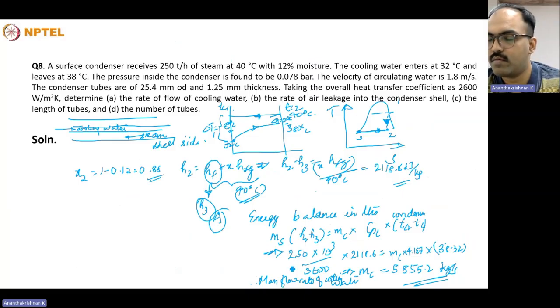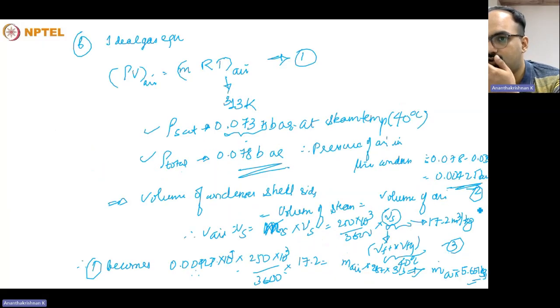It was a slightly tricky problem because we have to determine the rate of flow of cooling water, the rate of air leakage into the condenser shell, and the length and number of tubes. It was part B of the problem that was slightly tricky, where we have to find the air leakage into the condenser shell. This is slightly a different variant from the question that we have seen initially. Here we have to determine the air leakage into the condenser shell. So we have actually used the ideal gas properties of the air. In order to find the mass flow rate of the air, we need to know the pressure. The pressure will be same as that of the condenser side pressure. It's already given in the problem.